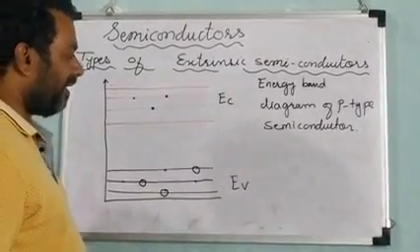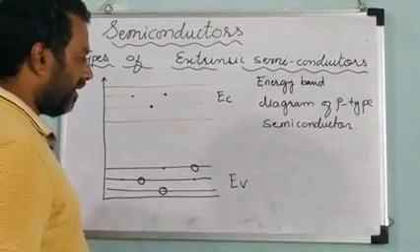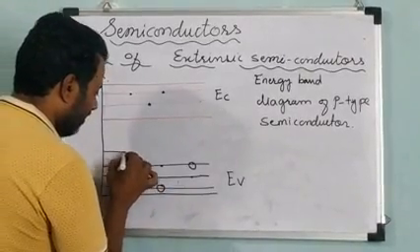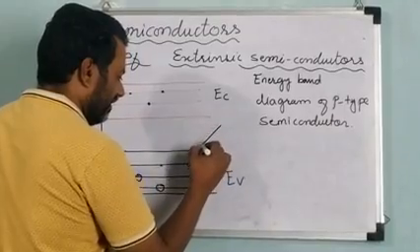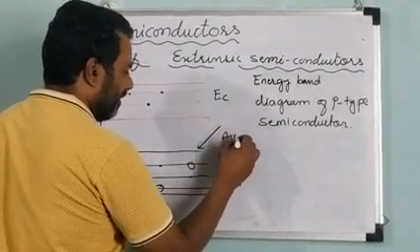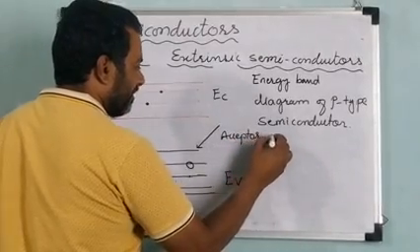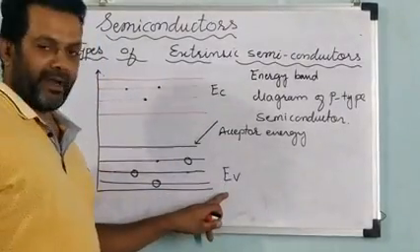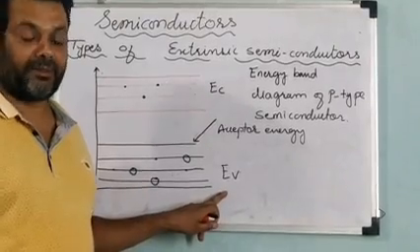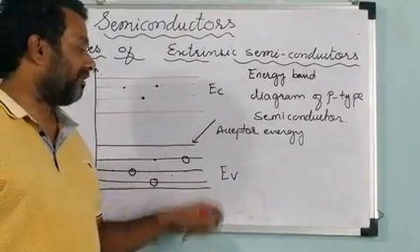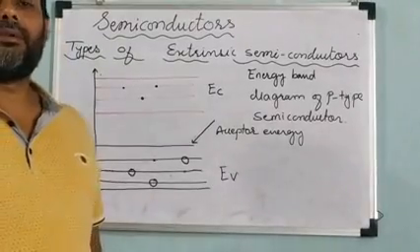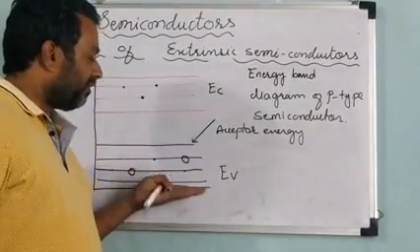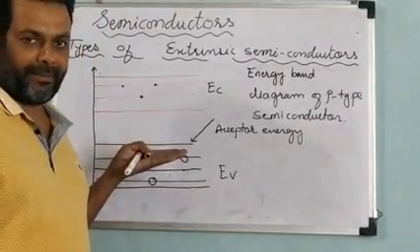We must remember that whenever impurities are added, a special energy level will be formed, which is called the acceptor energy level. Remember, this is the acceptor energy level. The acceptor energy level is just above the valence band. Whatever acceptor energy level is formed here, which will be accepting the electron from the other atoms, will be just above the valence band.